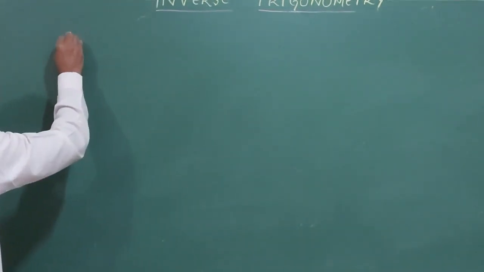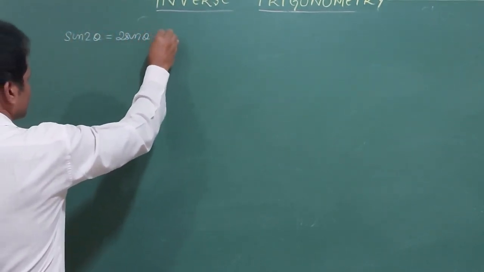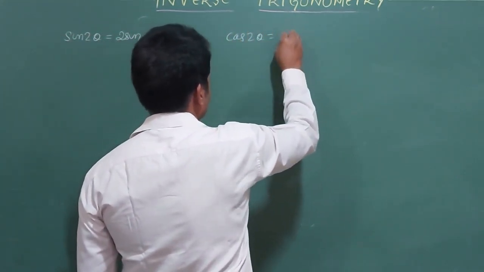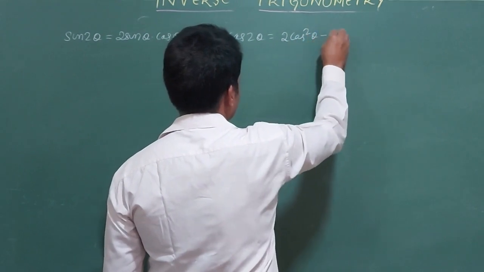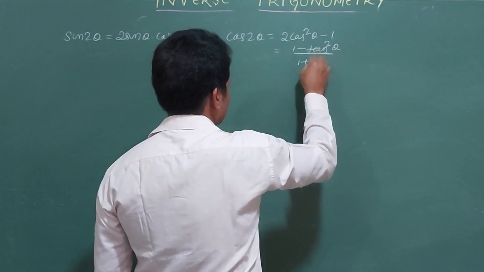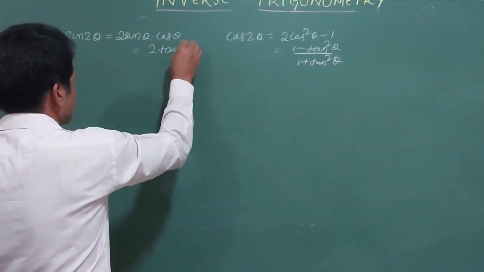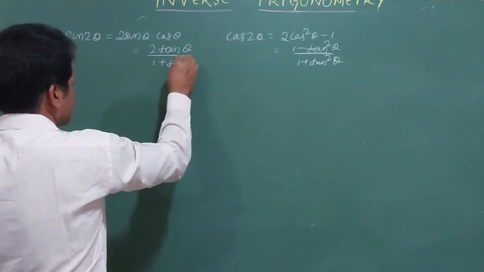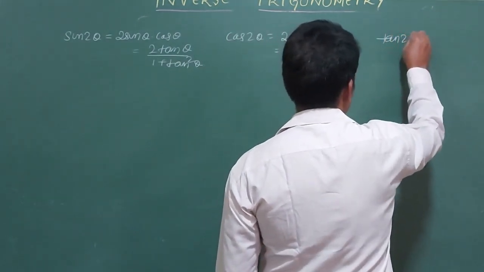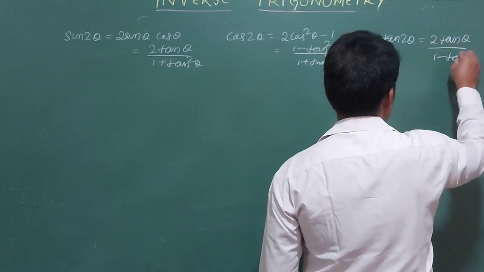You know the formula of sin 2 theta? 2 sin theta cos theta. Cos 2 theta is 2 cos square theta minus 1, or 1 minus tan square theta by 1 plus tan square theta. 2 tan theta by 1 plus tan square theta is sin 2 theta. Tan 2 theta is equal to 2 tan theta by 1 minus tan square theta.